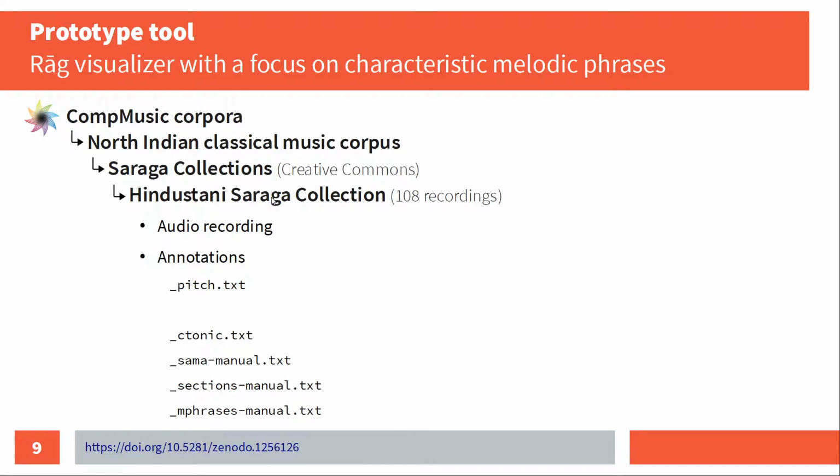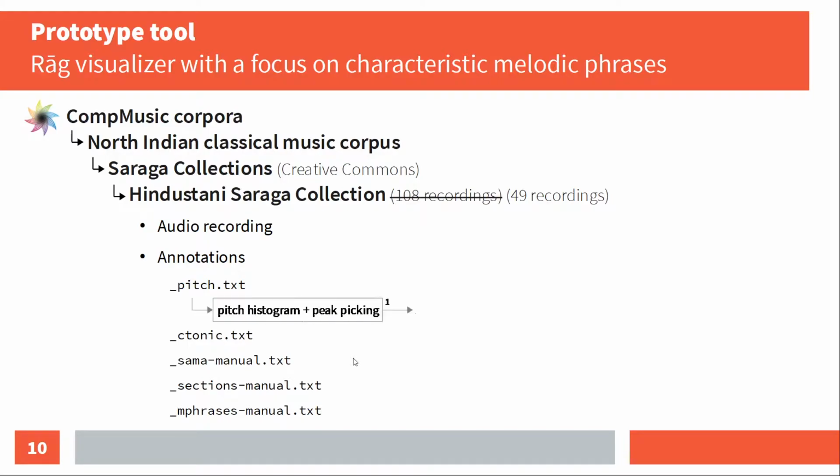Sadly, not all the recordings contain all the annotations, and for this tool, from the 108 recordings, only 49 were usable. That means that they contain all the annotations. So these annotations are very complete. I only needed to detect the scale by using some pitch histograms and peak picking that were produced by a code developed by Gopala Koduri for the analysis of South Indian classical music.